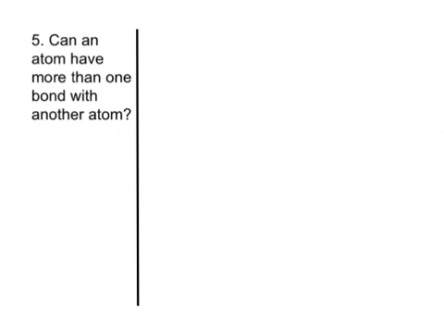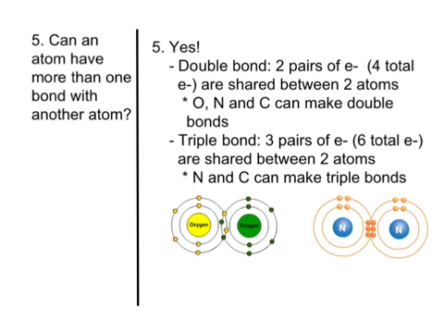All right, we are almost done with these notes. We have two more questions. This next question I've actually already answered in the last slide. This question is, can an atom have more than one bond with another atom? And the answer is yes. Covalent molecules can form double bonds, which is two pairs of electrons. That means four total electrons are shared between two atoms. Each atom is sharing two of its electrons.